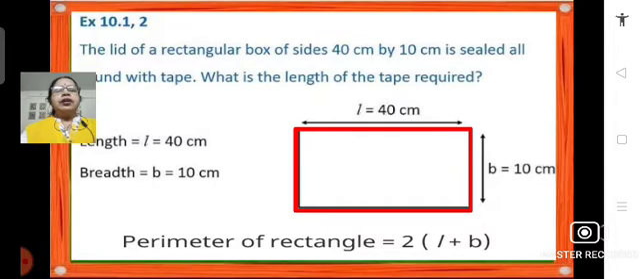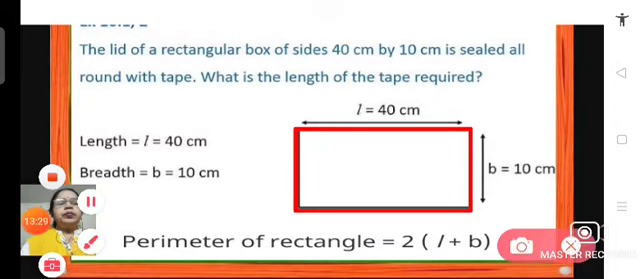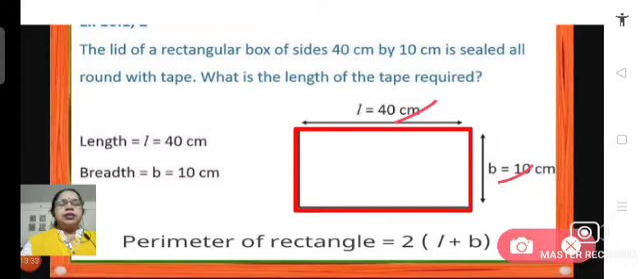Now we have a problem here. The lid of a rectangular box of sides 40 centimeters by 10 centimeters is sealed all around with a tape. What is the length of tape required? So we have a rectangular box here. The length is equal to 40 centimeters and breadth is 10 centimeters. So how much tape is required to seal this box?